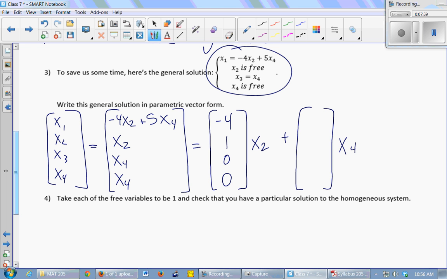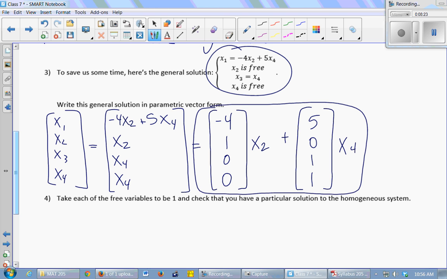So I've got all my x2 terms accounted for. And then what should go in this column vector so that I have all the x4s I need? 5, 0, 1, 1. And then when you combine these, we're going to have -4x2 plus 5x4, right? When you add them together, you'll get this vector. So this thing I just wrote here is called the parametric vector form of the general solution.